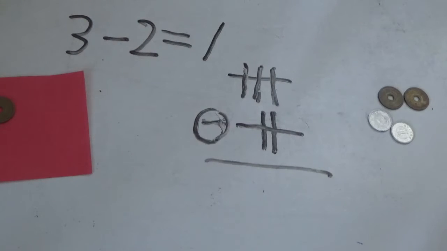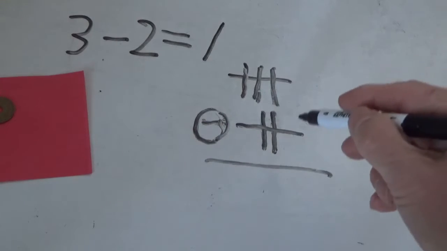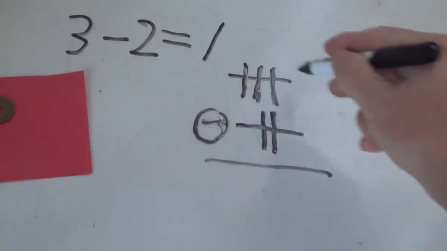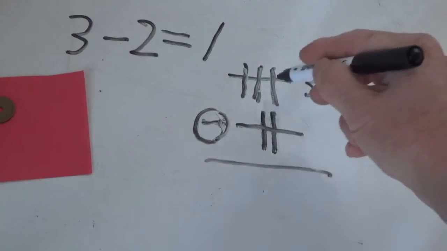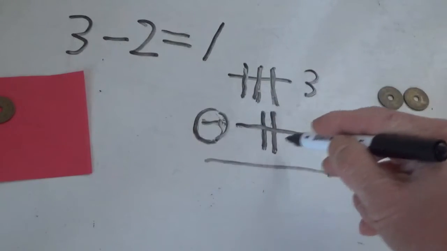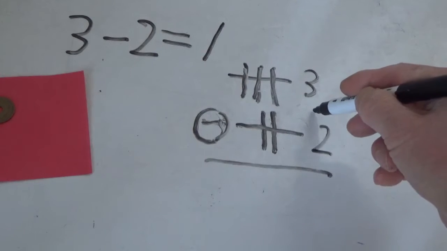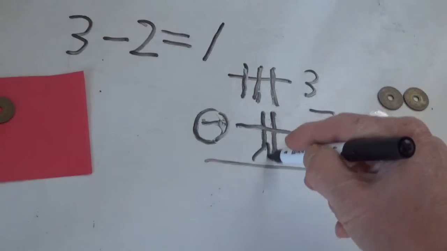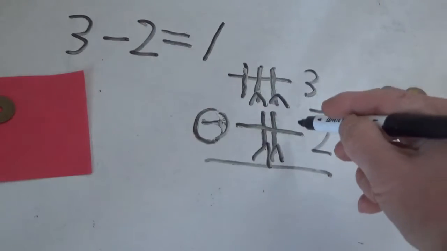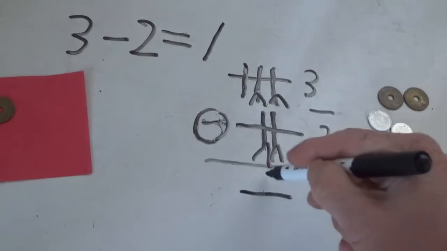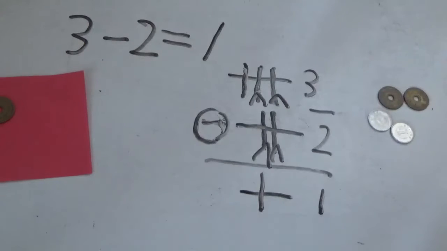Let's calculate by lines. This is a number, 3, from which 2 is to be subtracted. So this is subtracted, this is subtracted, and the remaining is 1. Okay?